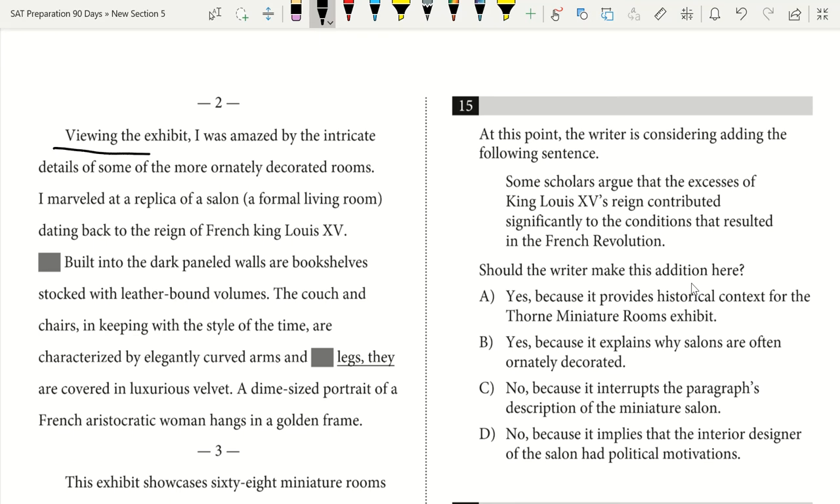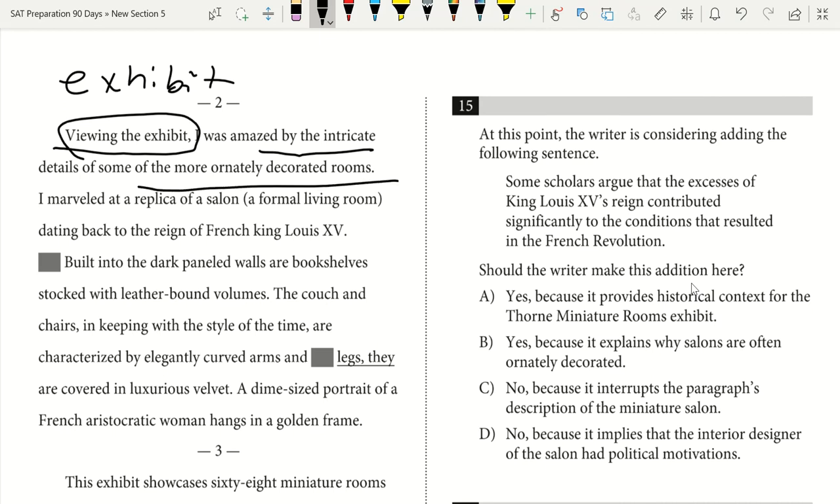So off the bat, I see "viewing the exhibit," so I know I need to state an exhibit before it, or talk about an exhibit before it. Okay, and then we say, "I was amazed by the intricate details of some of the more ornately decorated rooms. I marveled at the replica of a salon, a formal living room, dating back to the reign of French King Louis," whatever number that is.